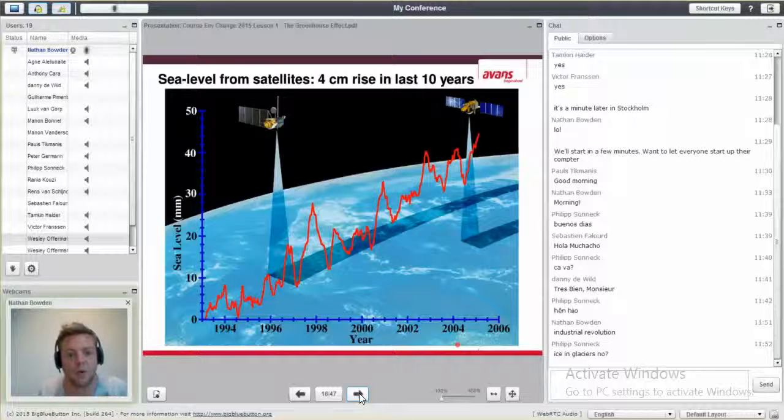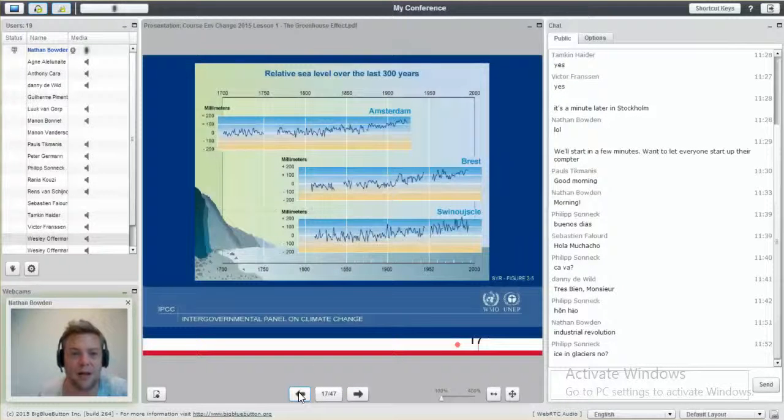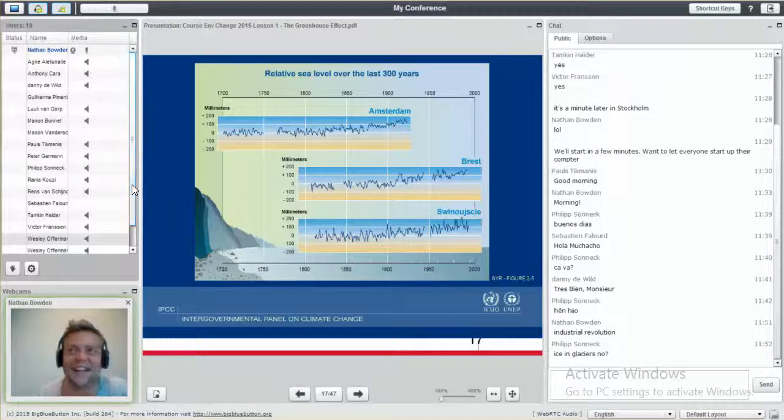Recently, of course, let me go back. So how do they do this? Anybody have an idea how they measured this? Any ideas? That's right. They just put a pole in the water and they monitored it as well as they could back in the 18th century.